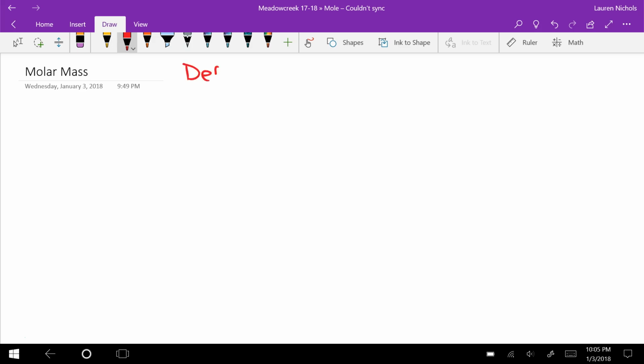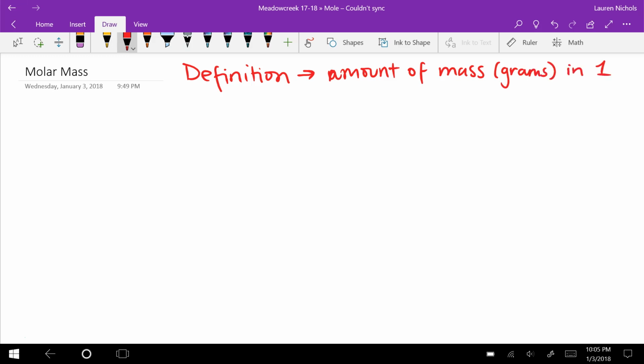So let's get a basic working definition of what molar mass is. It is the amount of mass, which we know is measured in grams, in 1 mole of a substance. Now, you may be asking yourself, what is a mole? And we will get into that in our next unit. It's actually not important that you know what a mole is in order to calculate molar mass.